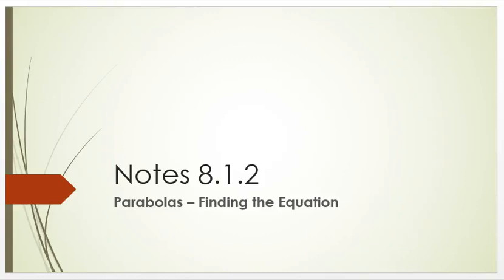In this second part of the parabola notes, we're going to look at what we were doing previously and work it out backwards. Instead of getting the equation and identifying the vertex, focus, and directrix, I will be giving you the vertex, focus, and directrix and asking you to write the equation instead.